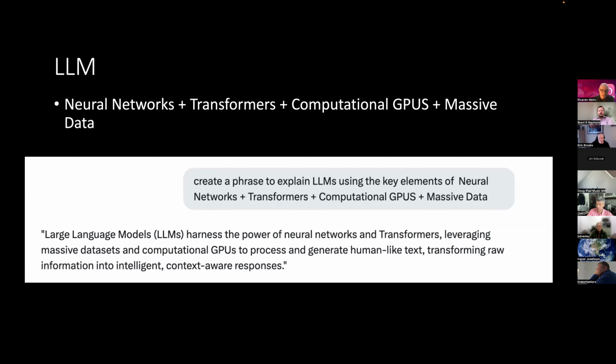"A large language model is to harness the power of neural networks and transformers, leveraging massive datasets and computation GPUs to process and generate human-like text, transforming raw information into intelligent, context-aware responses." Very elegant, and it actually shows the power of doing that. With the amount of data that you have, they can create an answer that is as sophisticated as this one, right? Okay, so I'm going to move forward.